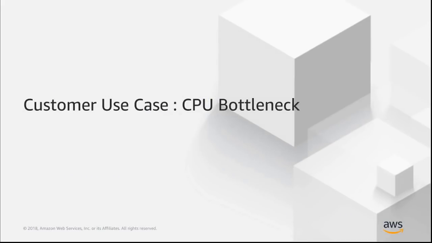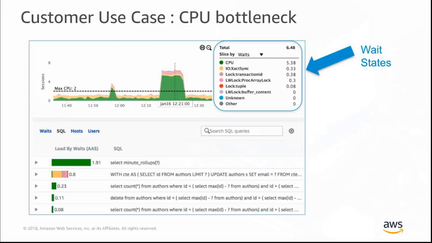So let's look at some use cases. The first use case is a CPU bottleneck. So I've clicked in the dashboard on the widget, and it takes me to the dashboard. So here's the Performance Insights dashboard, and we can see where our load's coming from by the legend on the top right. These are the different wait states. So CPU is when we're running on the CPU, and everything else is something that we're waiting for.